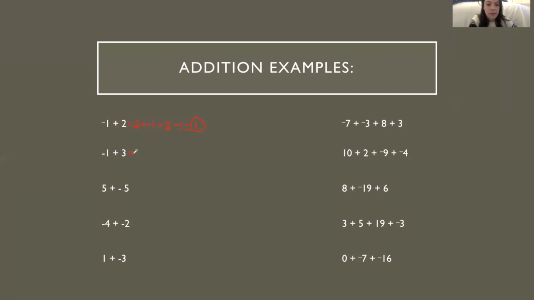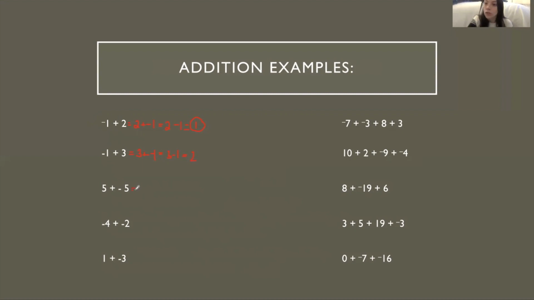Then again, -1 plus 3, we want to do 3 plus -1, which is just, sorry, my handwriting's not so neat on here, which is just 3 minus 1. Again, which equals 2, and since 3 is a higher magnitude and 3 is positive, the answer is going to be positive.